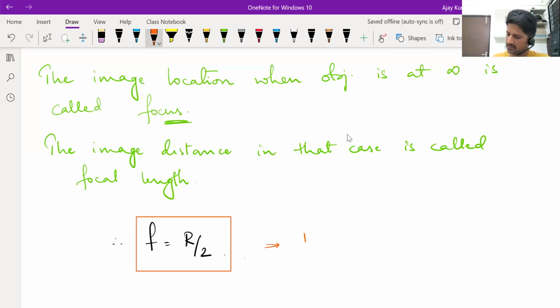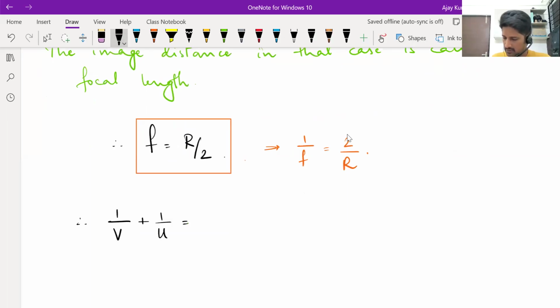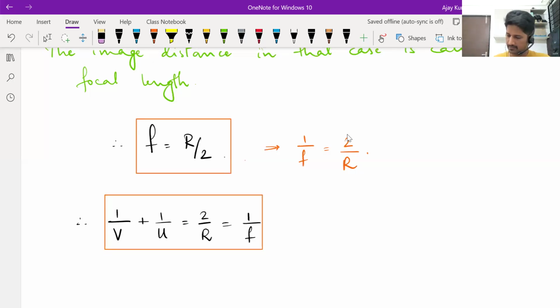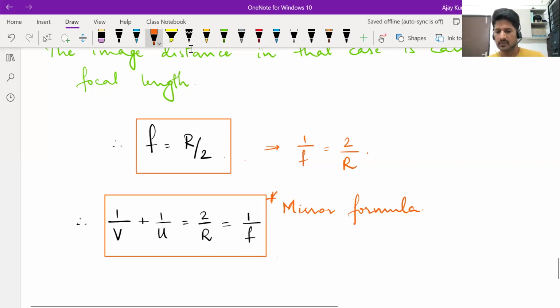Now, if f is r by 2, we can say 1 by f is 2 by r. Therefore, the mirror formula can be expressed like this. 1 by v plus 1 by u is equal to, we derived it as 2 by r. You can now write it as 1 by f. So image distance and object distance can be related through the radius of curvature and also through the focal length. This is what we call as the mirror formula. Fine. Isha, is this clear?